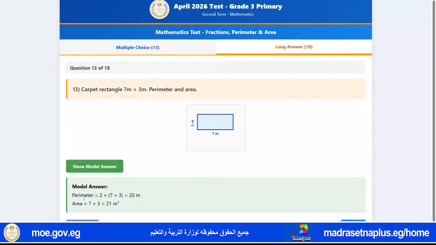The perimeter of a rectangle, 2 times (7 plus 3). 7 plus 3 equals 10. 2 times 10 equals 20 centimeters, 20 meters for this example. What about the area? The area equals 7 times 3 equals what? Yes, 21 square meters.